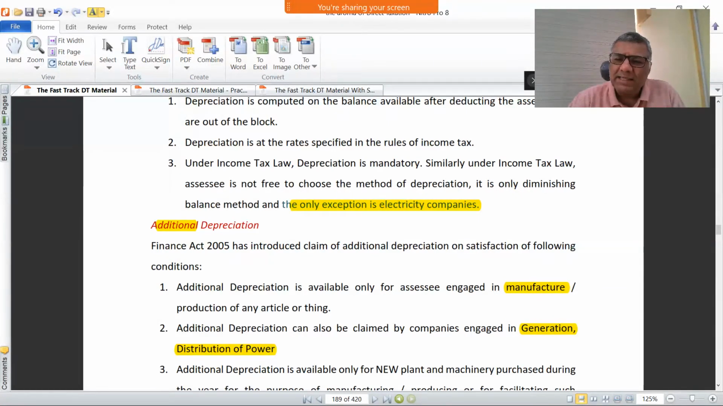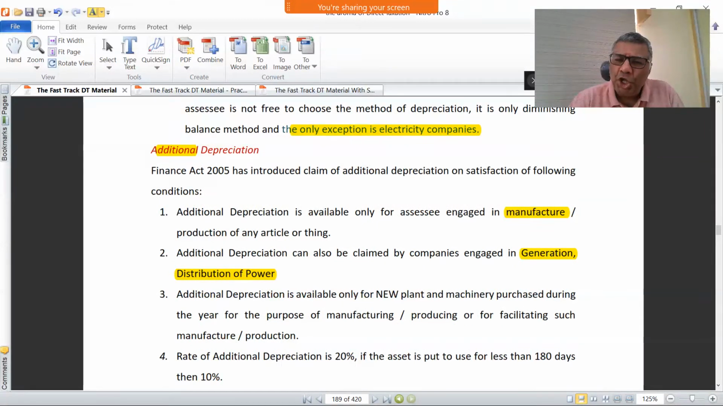For what asset can I claim? For new plant and machinery, and if there are computers which are facilitating the manufacturing process, claim it. But it should be new. It should not be second hand, because if one other person has already claimed, you also claiming it is not possible.